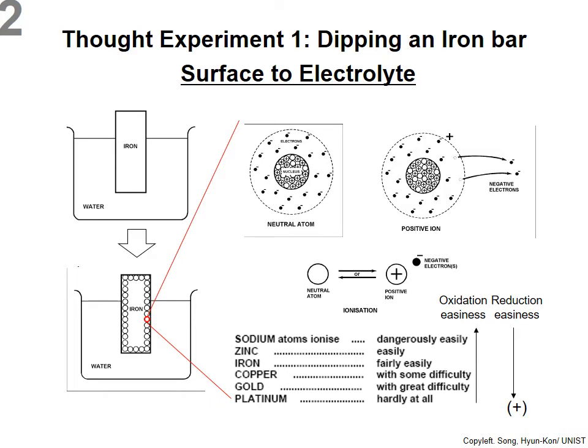Then it's time to go to some experiments. Here I have one very simple experiment. Iron bar, and here is water in the beaker. I have just put an iron bar into water in the beaker. Then let me guess what happens on the surface of the iron bar, and also what happens inside the iron bar with water in the beaker.